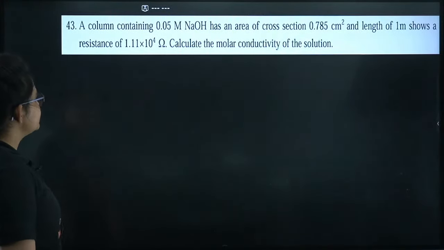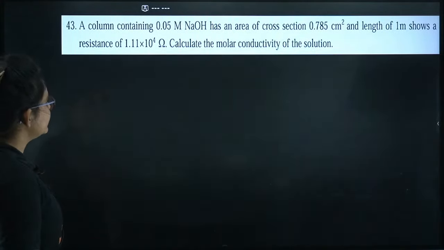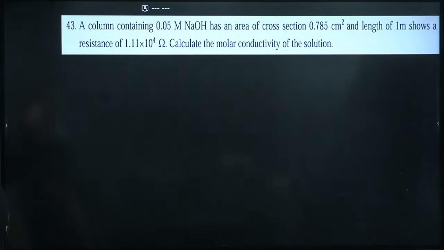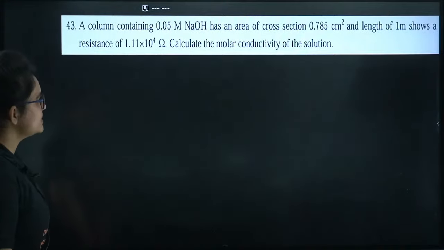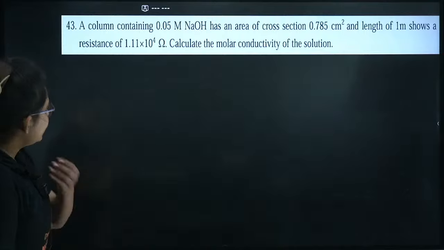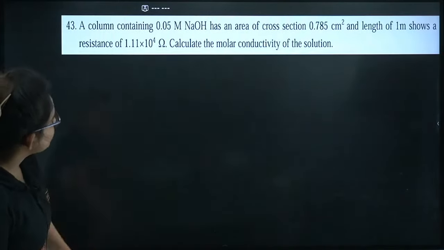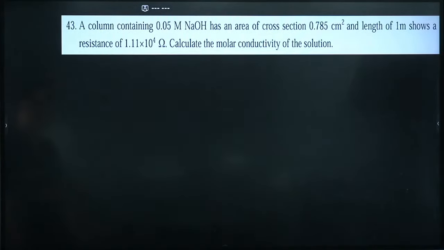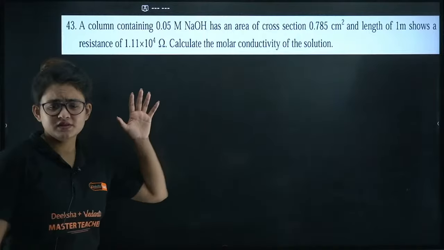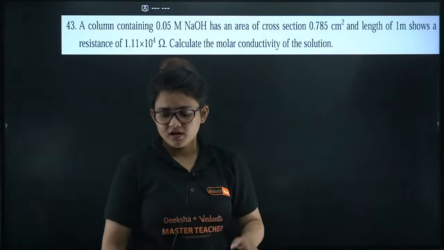A column containing 0.05 molar NaOH. Okay, this is also a numerical problem. Okay, let me see that. Has an area of cross section 0.785 centimeter square and length of 1 meter, shows a resistance 1.11 into 10 power 4 ohm. Calculate the molar conductivity of the solution. Okay, so this is from the conductance zone.